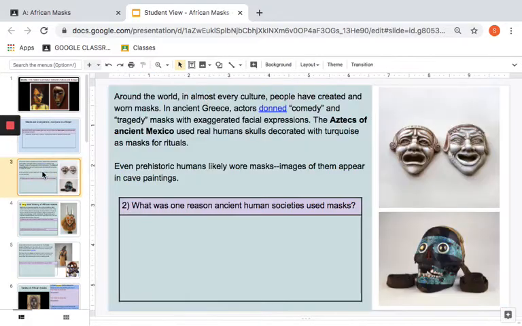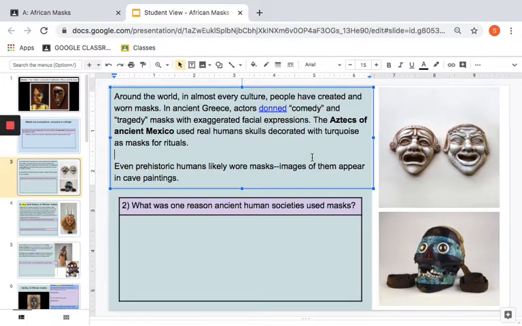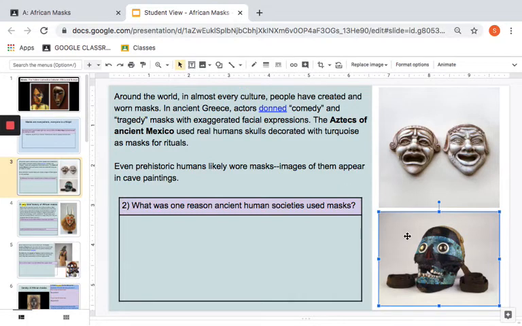When you're done, you go to slide number 3. You will notice on the right side is a comedy and tragedy mask. In ancient Greece, when they had plays, they were either comedies or tragedies. And if a character was a humorous character, they would wear the mask that was on the right. And if they were a character that was evil or had a tragic dynamic, they would wear a tragic mask. And then the one on the bottom right is from Aztec Mexico.